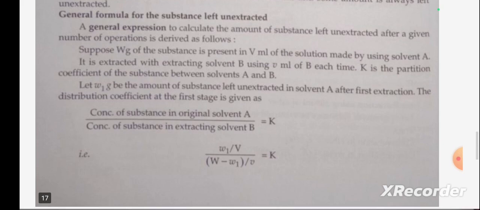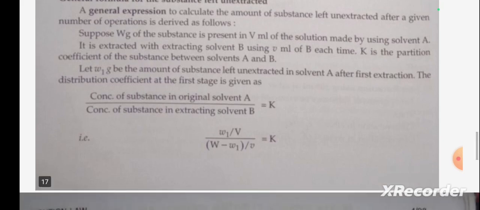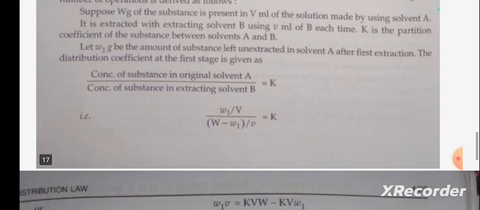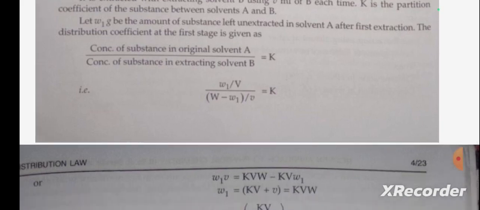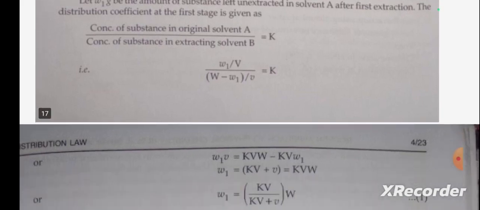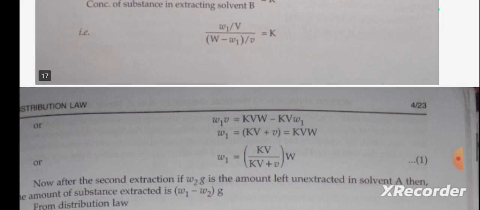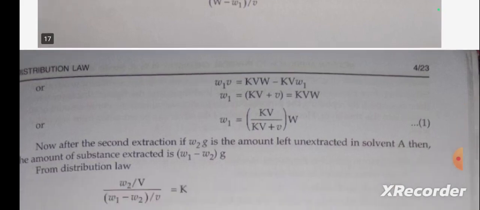Suppose W grams of the substance are present in V ml of the solution made by using solvent A. K is the distribution coefficient of the substance between A and B. Let W1 grams be the amount of the substance left unextracted in solvent A after the first extraction. The distribution coefficient at the first stage is given as the concentration of the substance in original solvent A by the concentration of the substance in B. W1 by V divided by (W minus W1) by V is equal to K. W1 is equal to KVW minus KVW1. W1 (KV plus V) is equal to KVW. W1 is equal to KV by (KV plus V) times W.